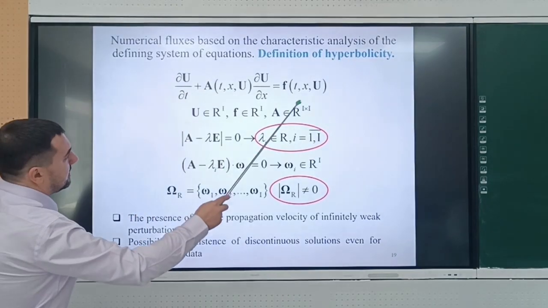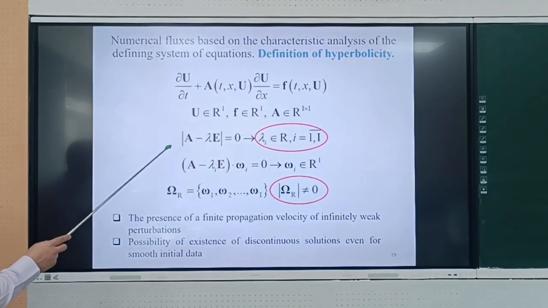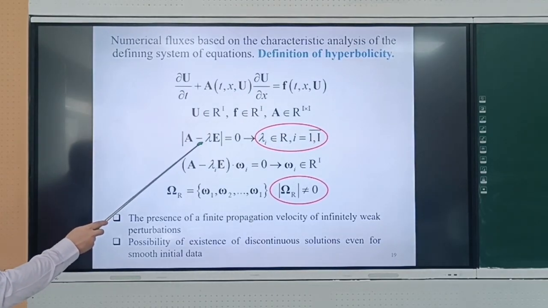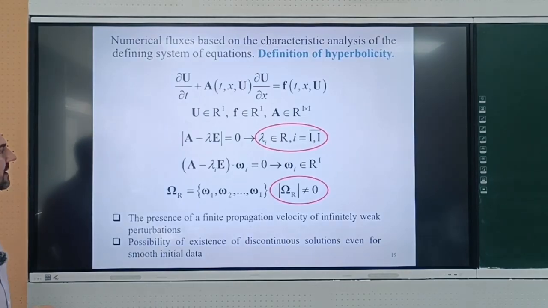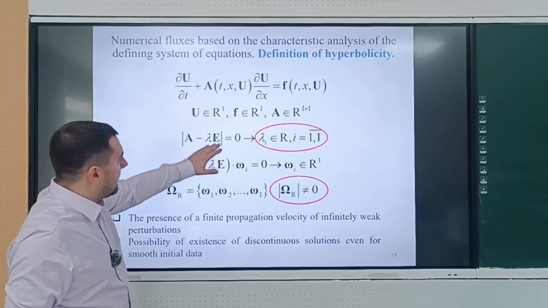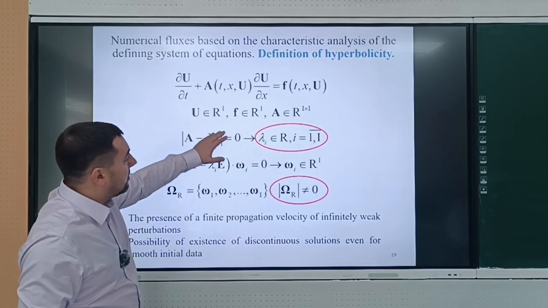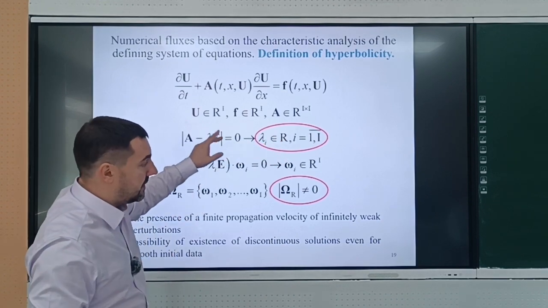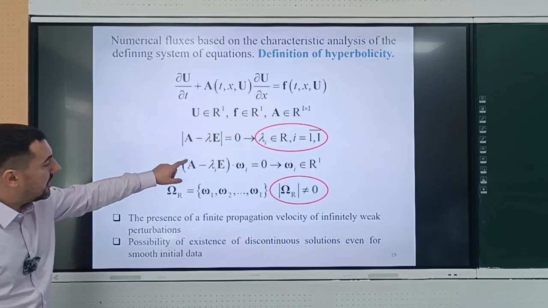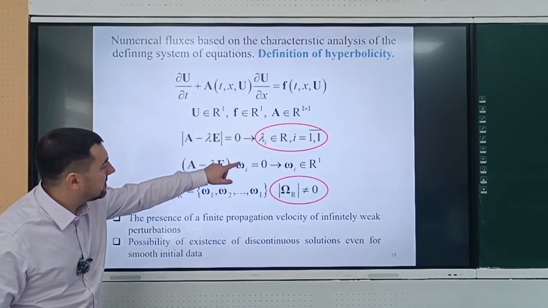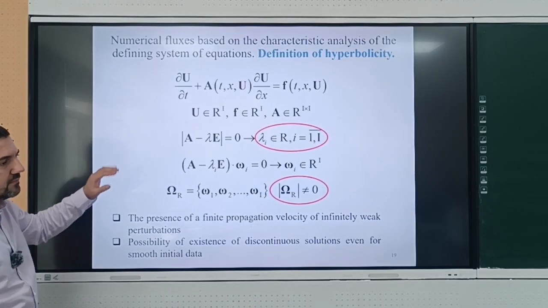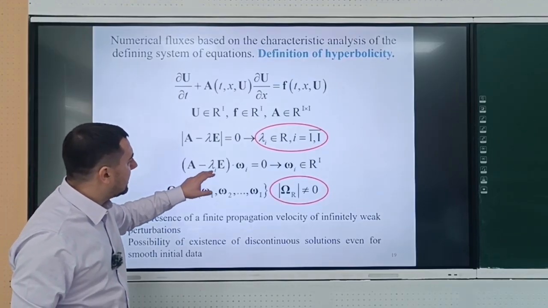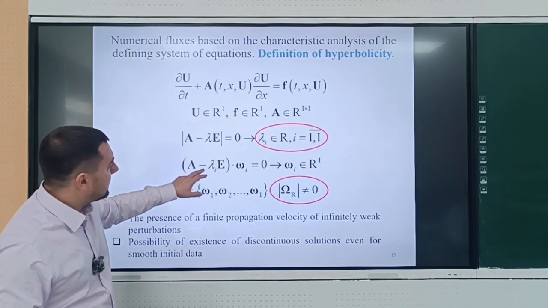This system of equations is called hyperbolic if the following conditions are valid. The determinant of A minus lambda E, where E is the identity matrix. If we solve this equation, we will get the eigenvalues, right? The first requirement is that the eigenvalues of this matrix should all be real. The second requirement: we would like to compute the right eigenvectors. You can check the books on linear algebra if you have some problems, but you can compute the right eigenvectors corresponding to these eigenvalues.